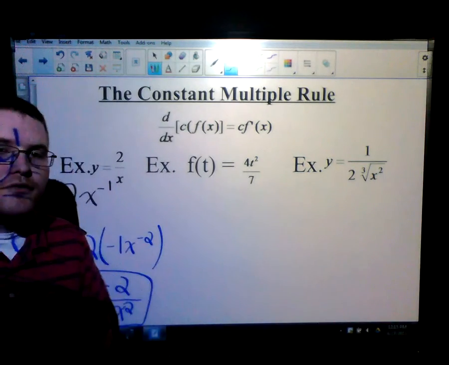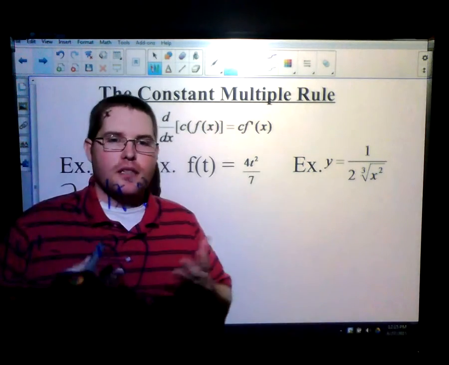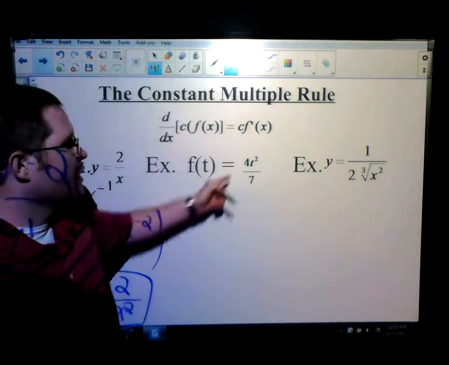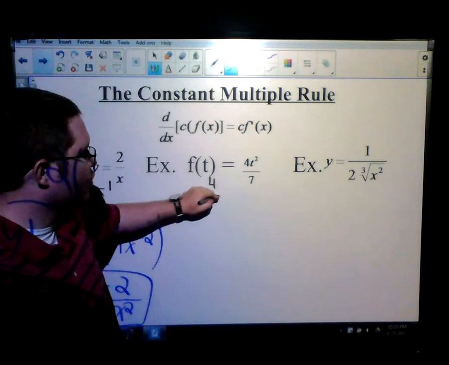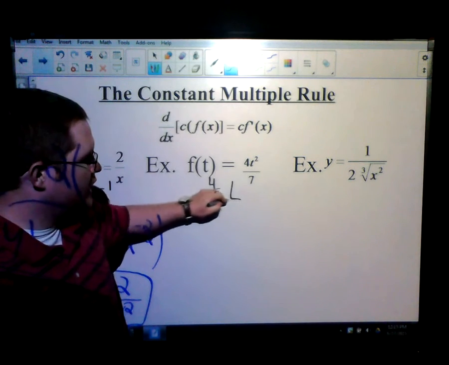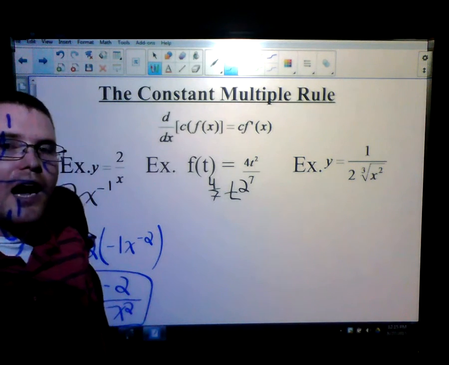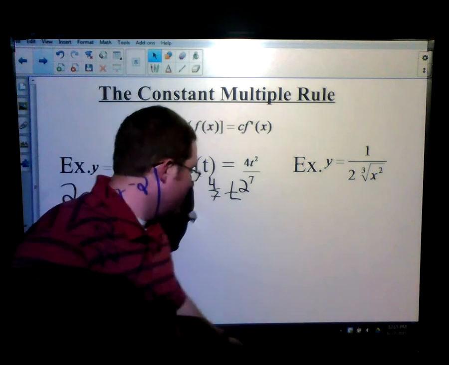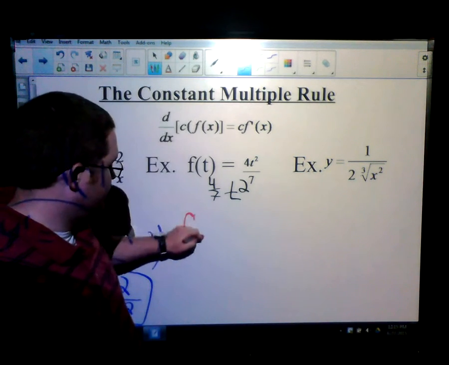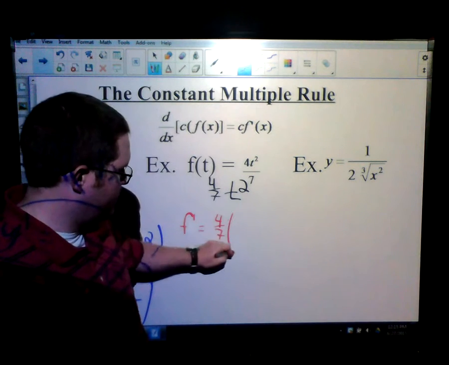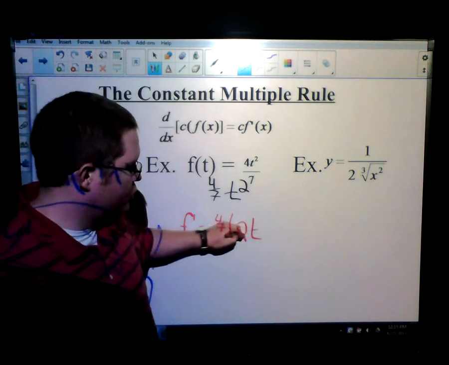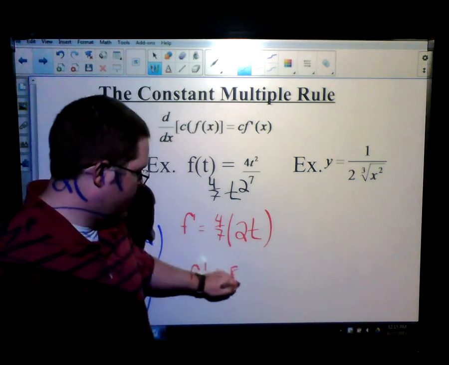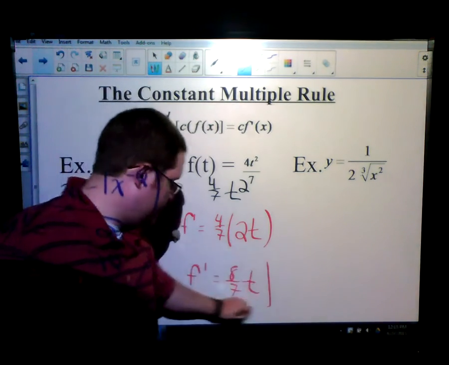This problem is one of my favorites, this one and the next one, because they show that if you know some algebra, calculus is much, much, much easier. Let's rewrite this problem. This is 4/7 t squared. I always want number, letter, power. So the derivative is, leave the front be, and then do the power rule, 2t to the first. Now clean it up. 8/7 t.